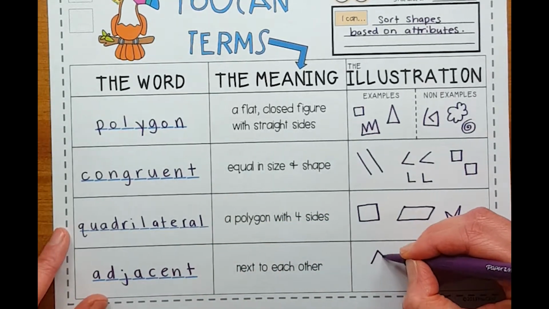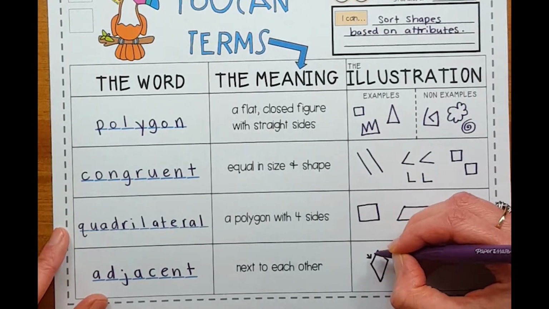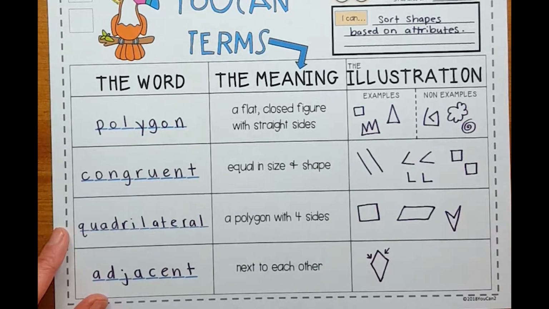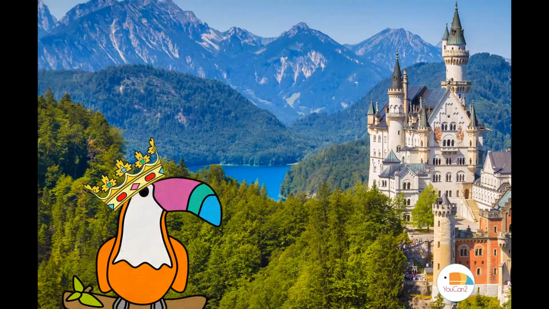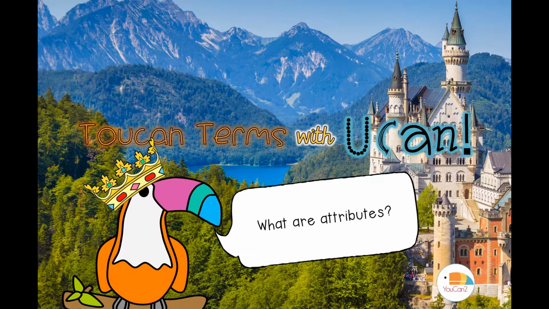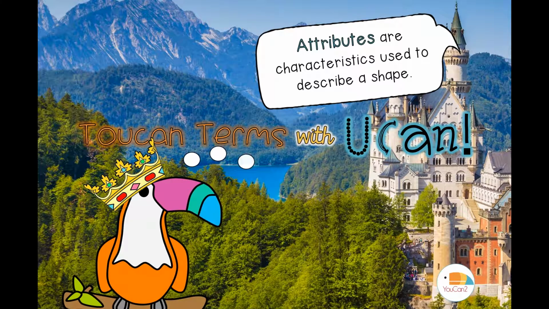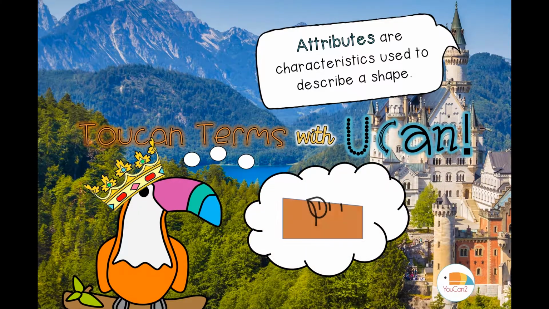For instance, in this quadrilateral, this line and this line are adjacent because they are next to each other. Hey, Yukan, is it time for another toucan term? This time you're wondering what attributes are. Well, attributes are something we can use to describe a shape.